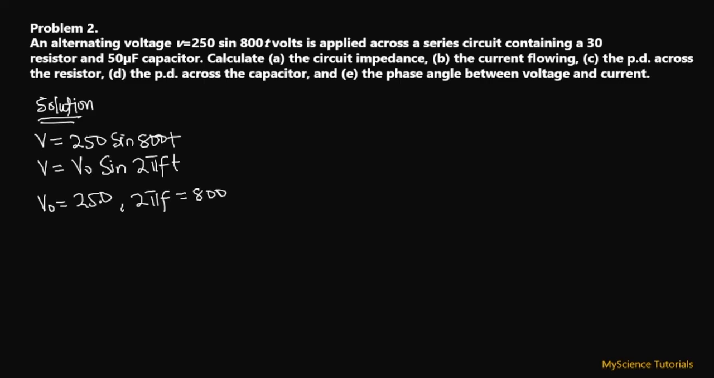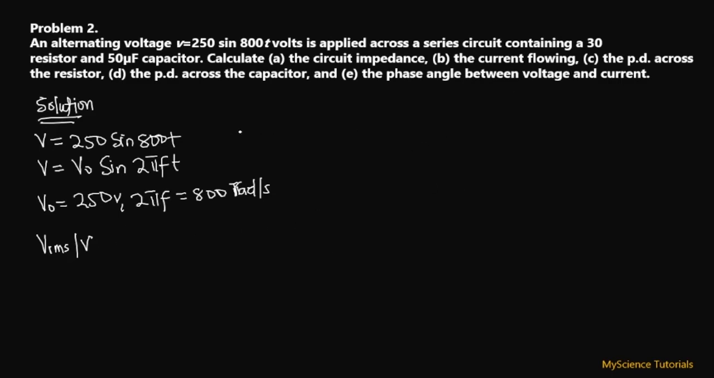Now note the 250 over here is in volts, and this is in radians per second. Now remember, the voltage over here, the V naught, is not the voltage that we need to use in an alternating current. We need what we call the root mean square voltage, or the applied voltage, which we are going to look at how we can derive.